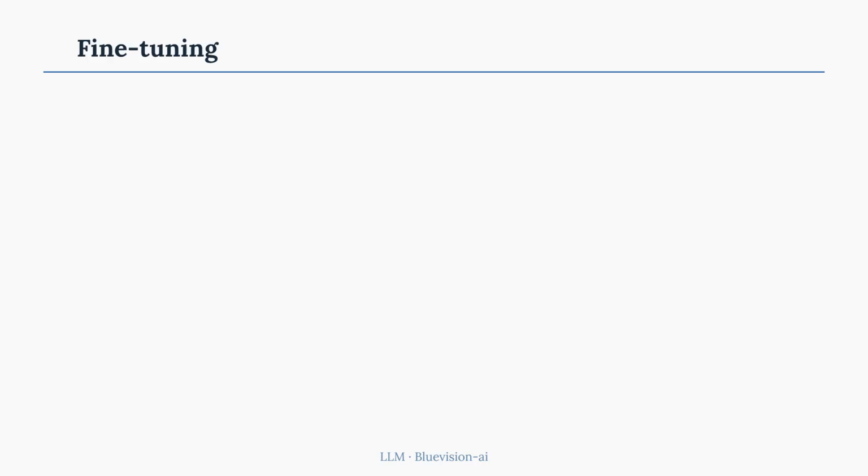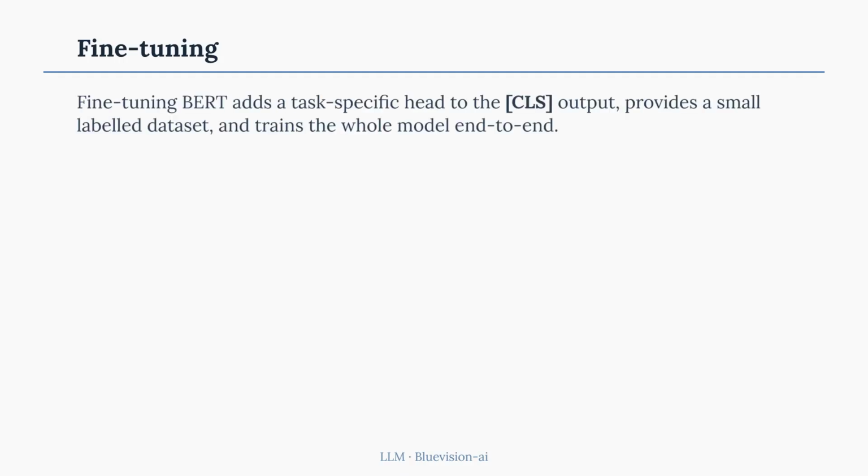So how do you actually turn this pre-trained encoder into a working classifier? Fine-tuning is surprisingly simple. You take the pre-trained encoder, attach a small task head to the CLS output, give it a labeled dataset, often just a few thousand examples, and train the whole thing end to end. The heavy lifting was already done during pre-training.